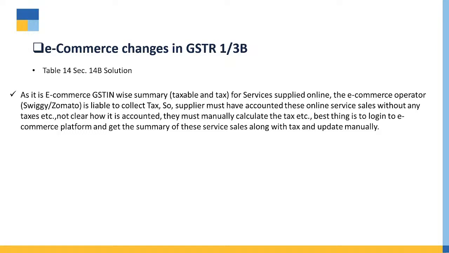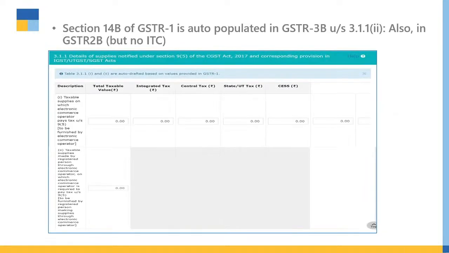Once this is done, its impact in GSTR-3B shows this way, as the supplier is not liable for any taxes on this. It just shows the taxable value details, and the tax part is grayed out because the liability lies on the e-commerce operator who has to update it.